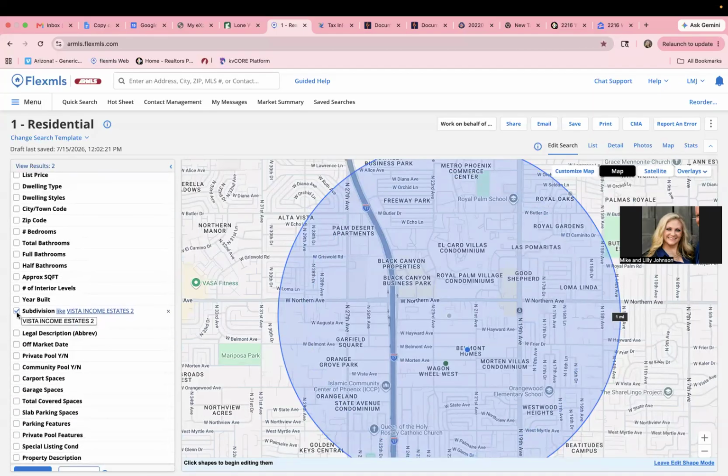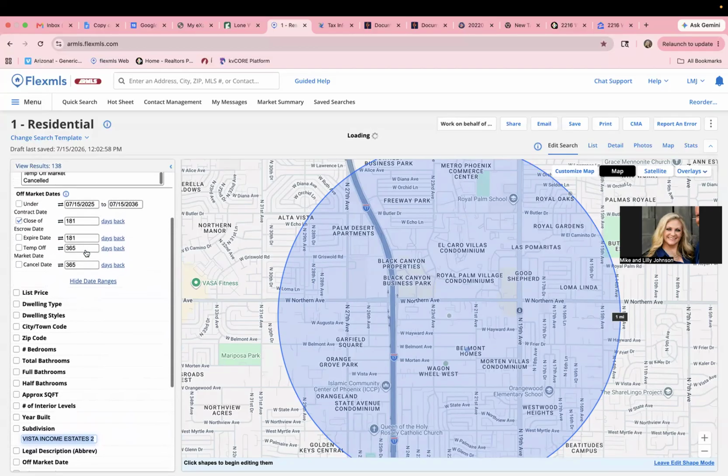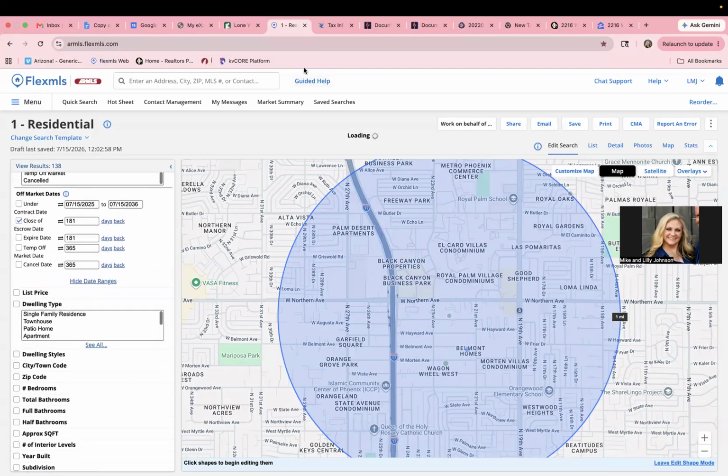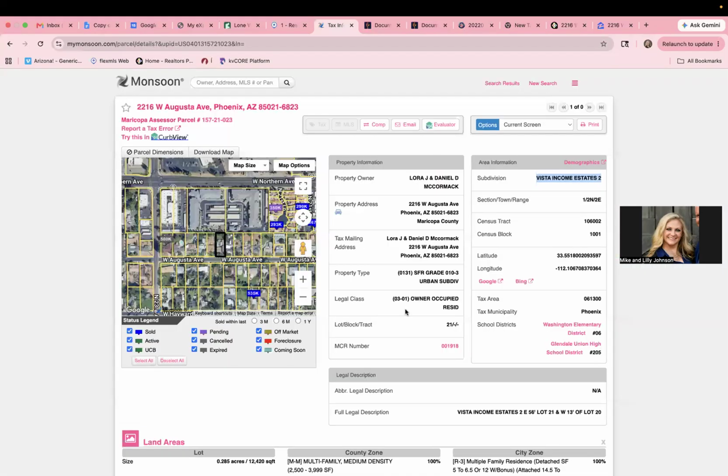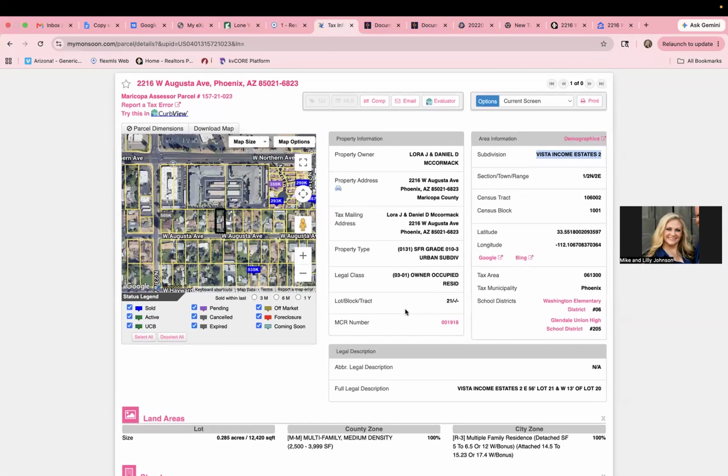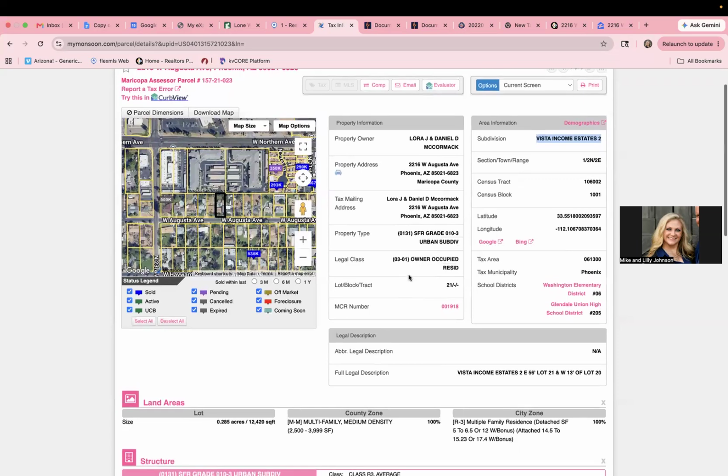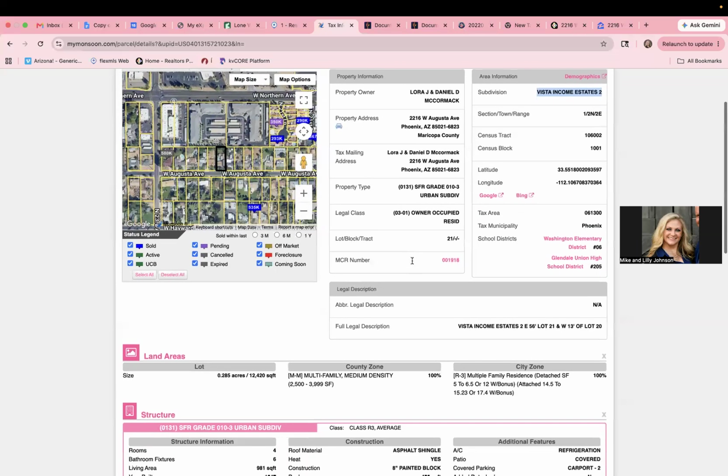And now I'm going to take out the subdivision because I have my little mile circle, but I'm not going to use that whole mile just because I know this area, which is totally fine. But you're going to see it's going to pop up 138 listings, which is way too many. So now I'm going to go over here. I'm going to do dwelling type. Oh, I assumed it was a house. Yeah, so single family detached is what it is.